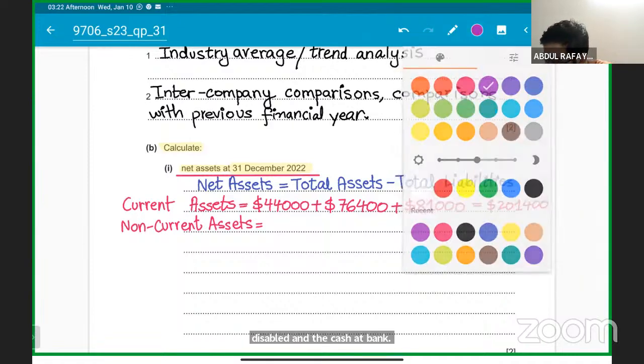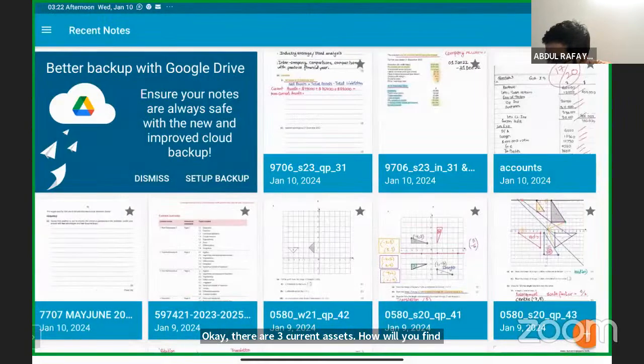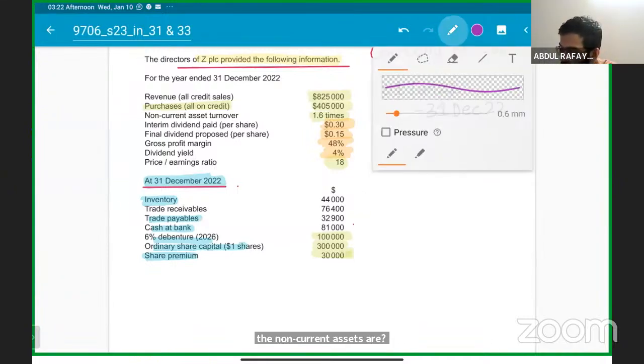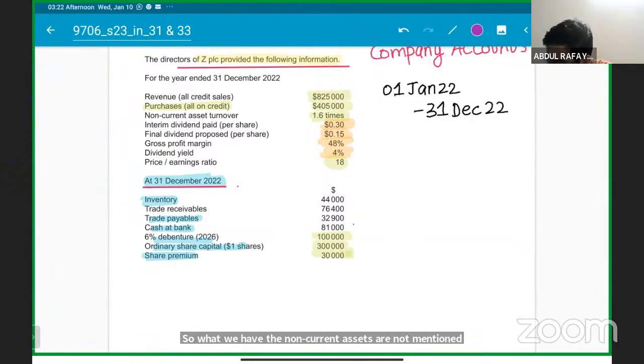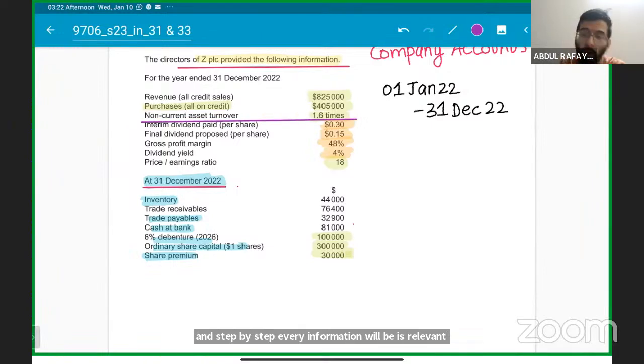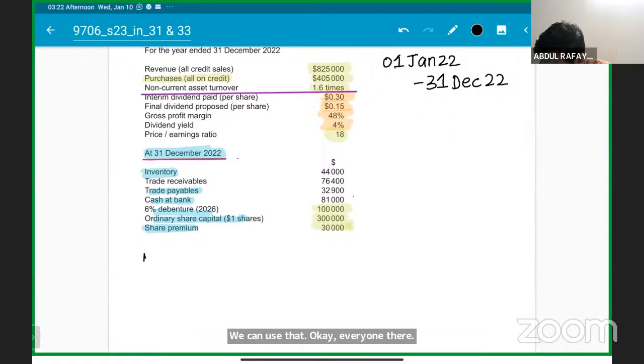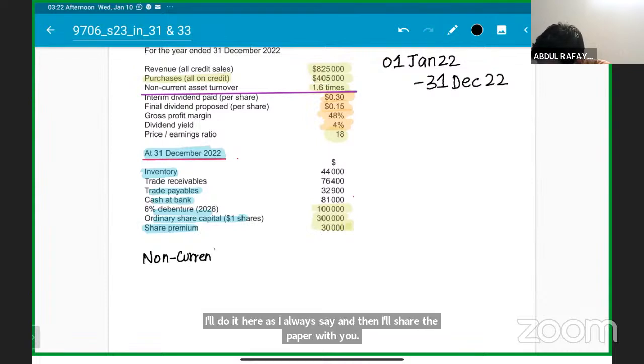How will you find out the non-current assets? The non-current assets are not mentioned here, students. But as I said, everything has a formula and step by step every information is relevant here. So you have the non-current assets turnover. We can use that. Some working, I'll do it here as I always say, and then I'll share the paper with you. So you should know the non-current asset turnover formula first.